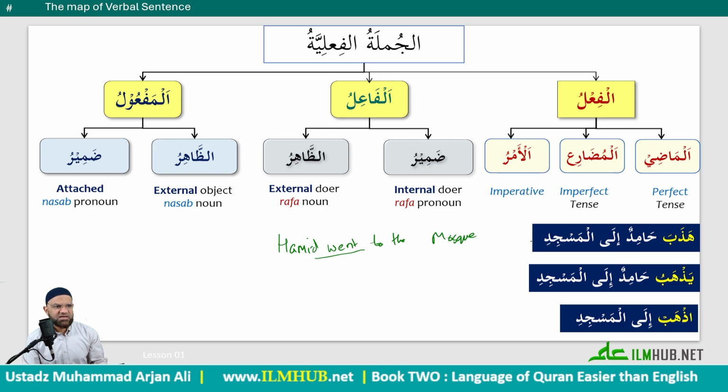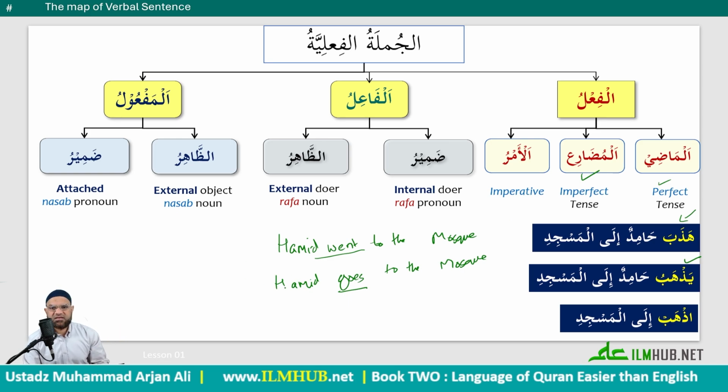Hamid went. So I can tell from the verb, the structure here, that dhahaba is the past tense. So the first type of verb we can have is the perfect tense. The second sentence we have, yadhhabu Hamidun ila al-masjidi. That translation would be Hamid goes to the mosque, or we could say he will go to the mosque. Now, goes is in the present tense, will go in the future tense. So again, from the scale, we know that it is the imperfect, meaning the action has not yet been done.